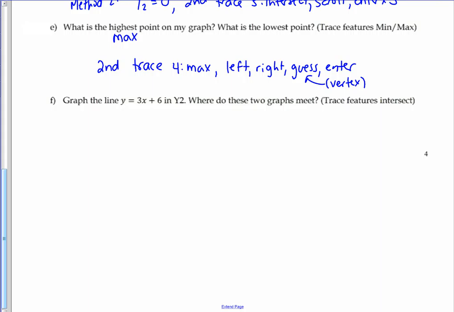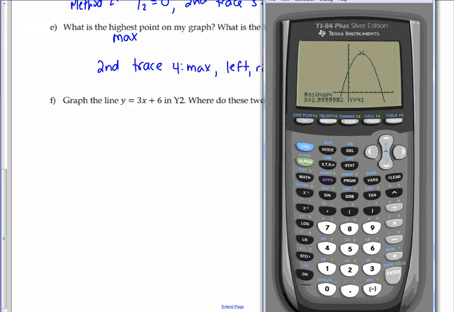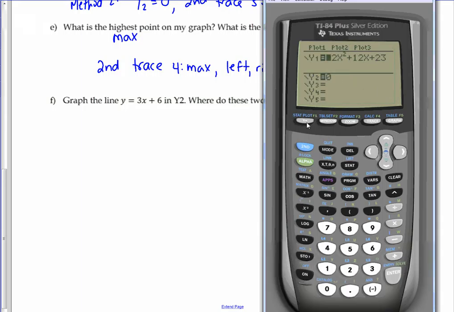Okay, last. Go to Y2. Y equals Y2. I know, isn't this fun? 3x plus 6. Okay, graph it. Should look like that.